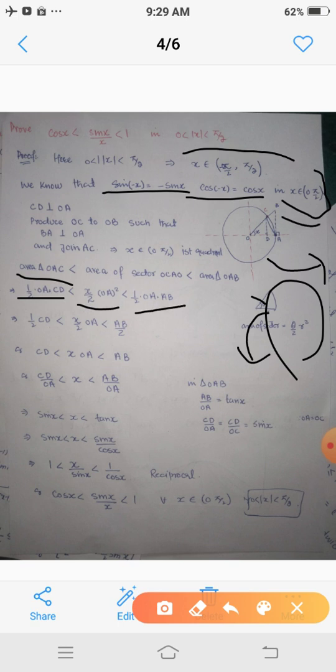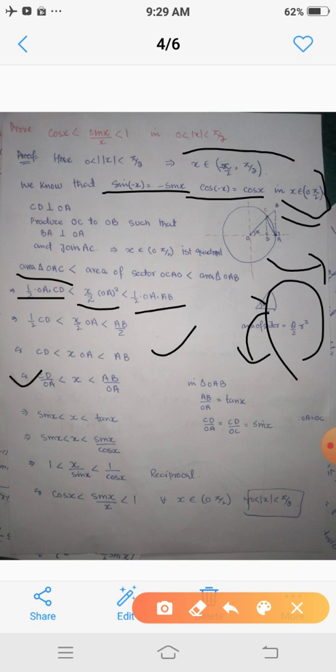Now clearly this bigger triangle is a right angle triangle. Its altitude or perpendicular is AB and base is OA, so its area is 1 by 2 OA AB. Now cancelling OA from each term and cancelling 1 by 2, we simply get CD less than x OA less than AB, where x is the angle in radian.